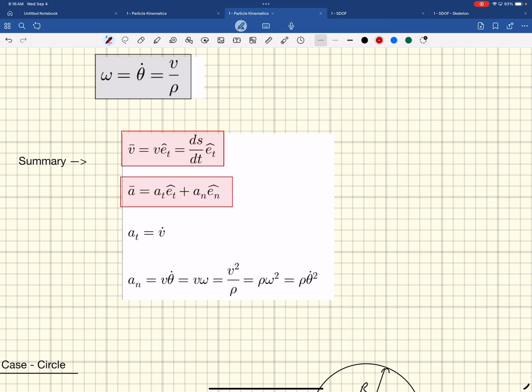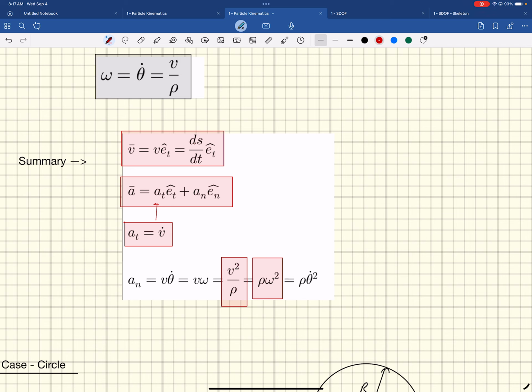My acceleration, though, is going to be at in the et direction plus an in the en direction. So we have the acceleration associated with change in speed and the acceleration associated with change in position. At is just going to be v dot. An can be written in any one of these forms down here. This is how we derived it, with v times theta dot, but if I substitute, I could also write it as v times omega, or more useful would be v squared over rho, or rho omega squared. Either one of those works.